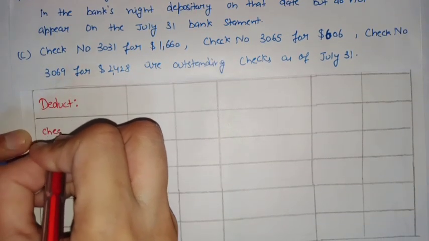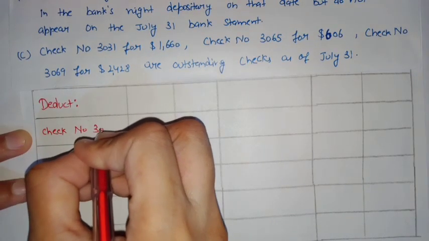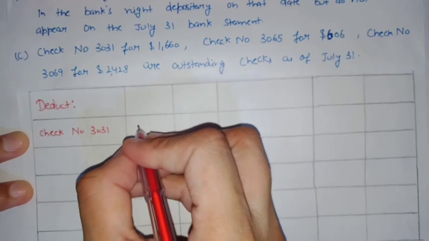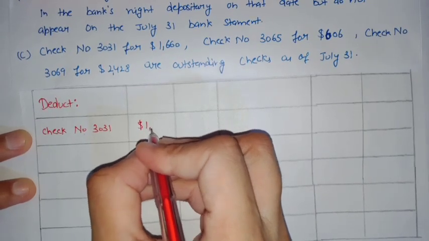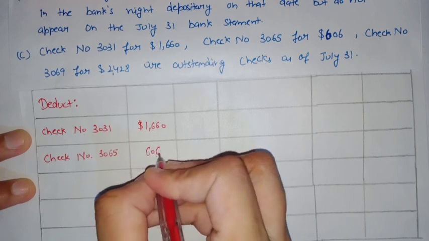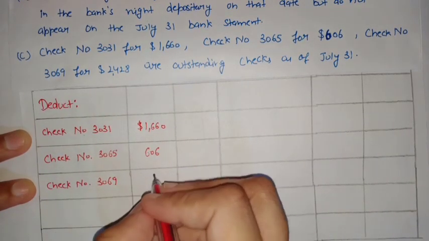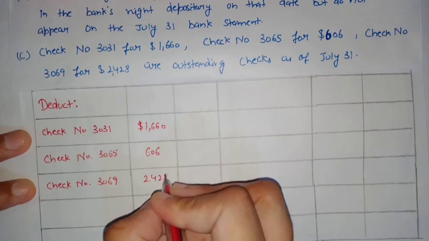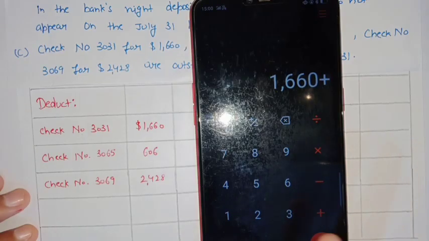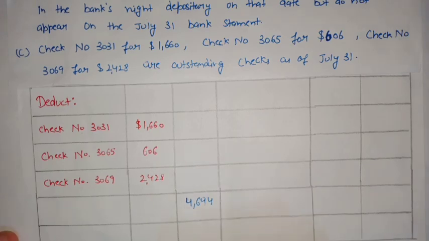Write the amount in front of the respective check number, that is check number 3031 for 1660, check number 3065 for $606, check number 3069 for $2428. Now, write the total of these checks.